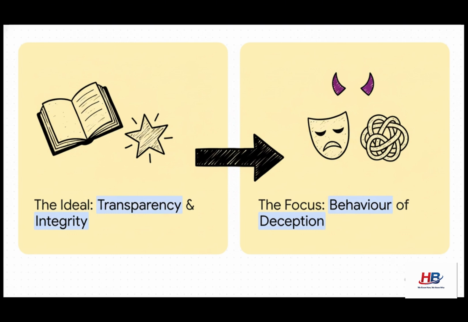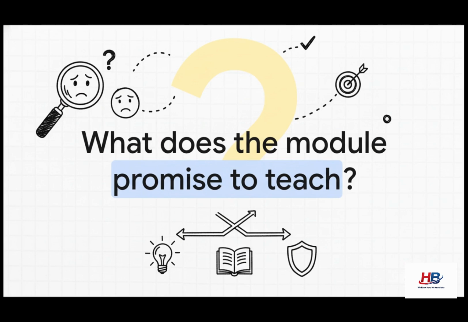The key thing to notice is that shift. They stop talking about building a good trait in leaders and start talking about how to spot a bad one in other people. So this brings us right to the curriculum. If the whole point is to understand deception, what is this training actually promising to teach you? What are the skills you're supposed to walk away with?